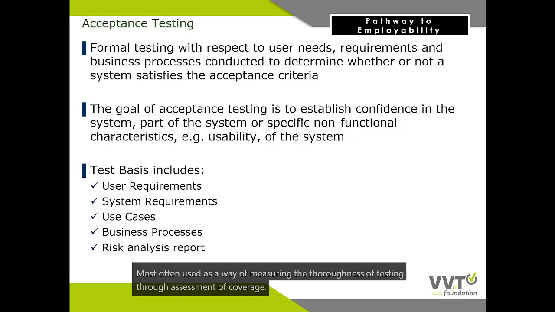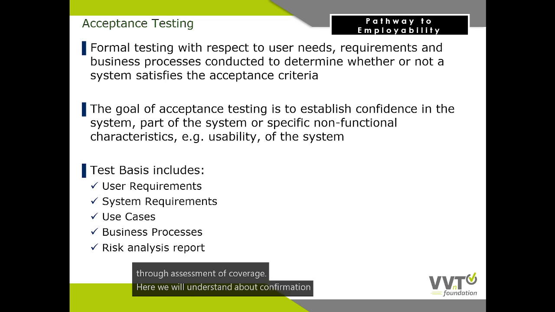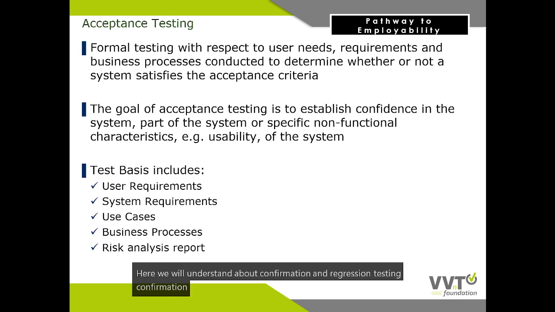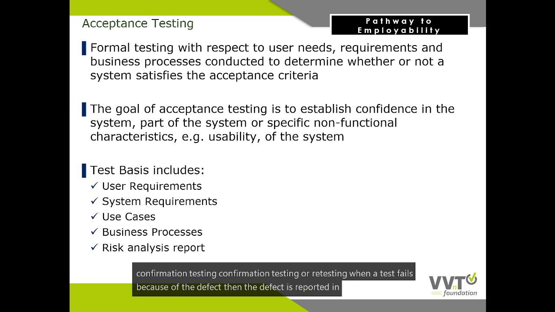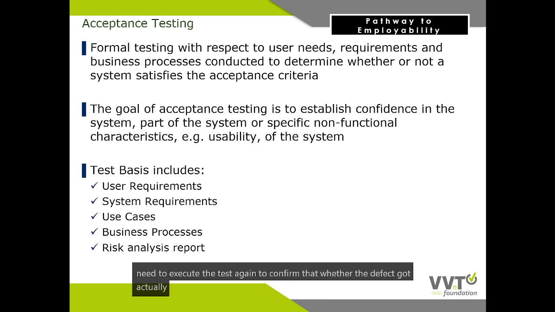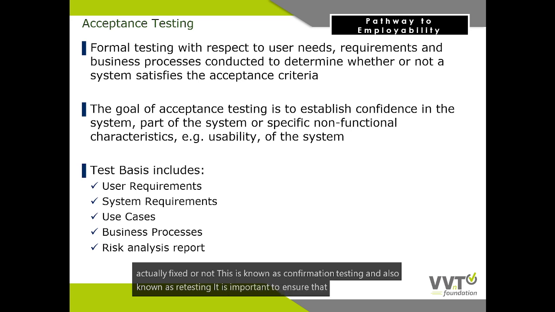Here we will understand about confirmation and regression testing. Confirmation testing. Confirmation testing or retesting, when a test fails because of the defect, then that defect is reported and a new version of the software is expected that has had the defect fixed. In this case we need to execute the test again to confirm that whether the defect got actually fixed or not. This is known as confirmation testing and also known as retesting. It is important to ensure that the test is executed in exactly the same way it was the first time, using the same inputs, data, and environments.